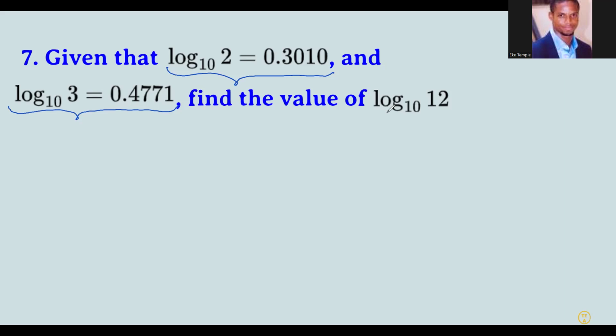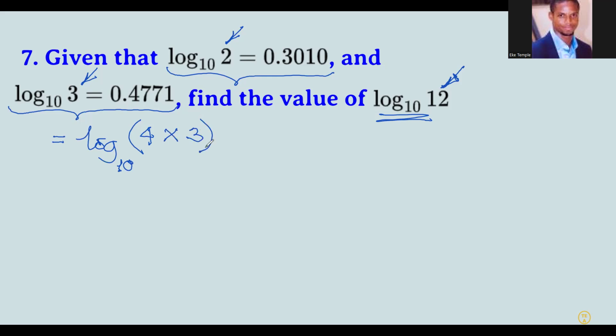Now the strategy is to simplify this argument, 12, such that we have the given standard 2 and 3 resulting. So how can we express 12 to contain 2 and 3, or numbers related to 2 and 3? Let's go straight up. So take a moment to think about 12, log base 10 of 12. Let's think about the number 12. So I will rewrite log base 10 of 12. 12 is actually 4 multiplied by 3.